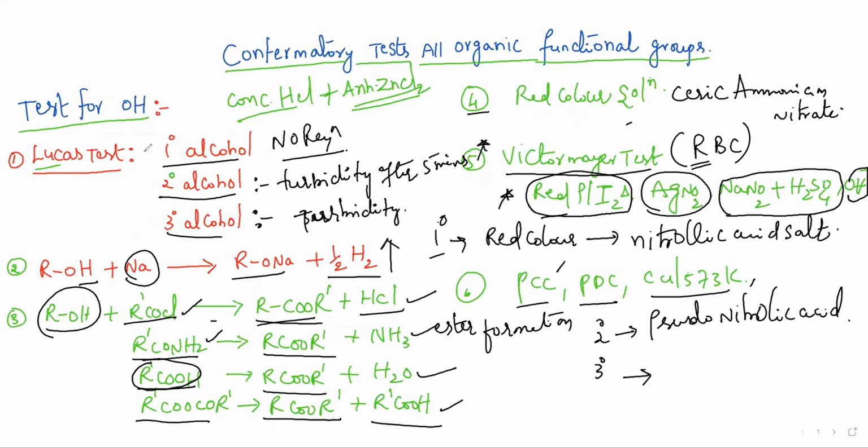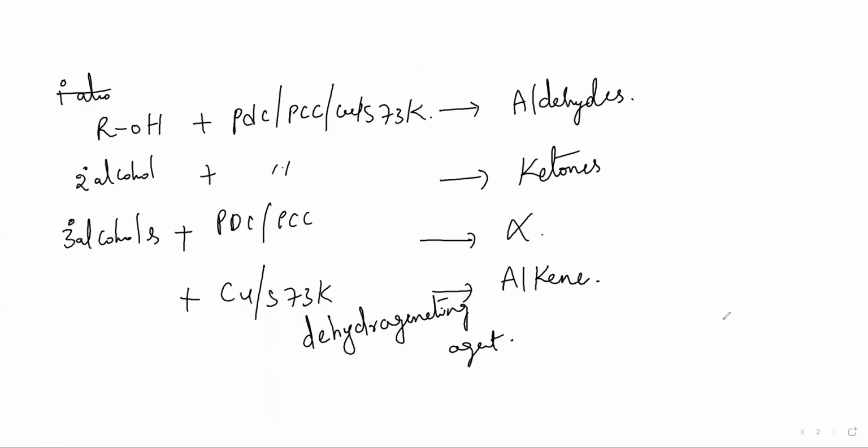So these tests are for alcohols. These are the tests: Lucas test, reaction with active metals, ester formation, red color solution formed with ceric ammonium nitrate, and Victor-Meyer test, which is called the RBC test, and next PCC, PDC and Cu at 573 kelvins. Hope it is clear. And this is one more test for the same.